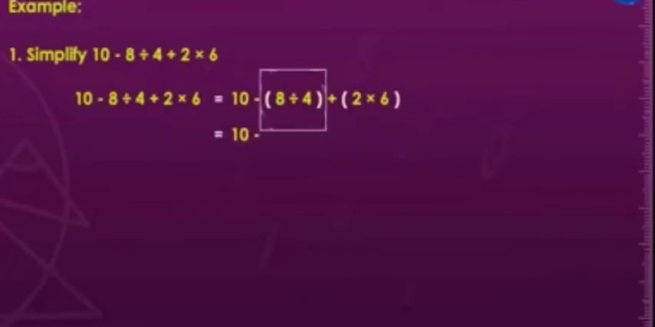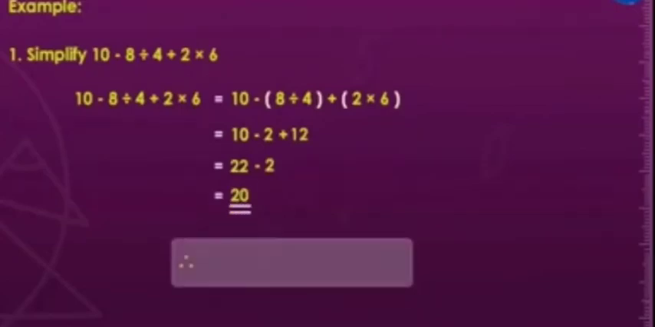So children, 10 minus, now divide, that is 2, then multiply, which is 12. Now after simplifying, 10 plus 12, which is 22, then subtract 2, you will get the required answer as 20. Therefore, 10 - {8 ÷ 4 + 2 × 6} = 20.